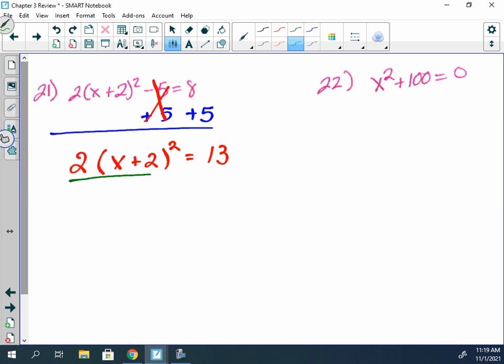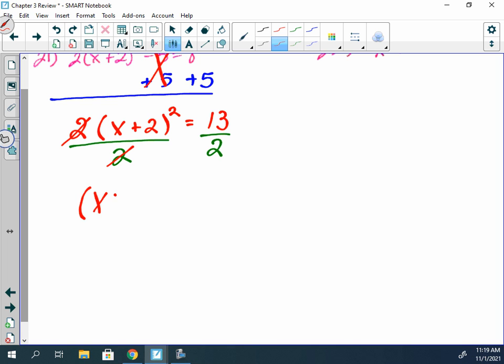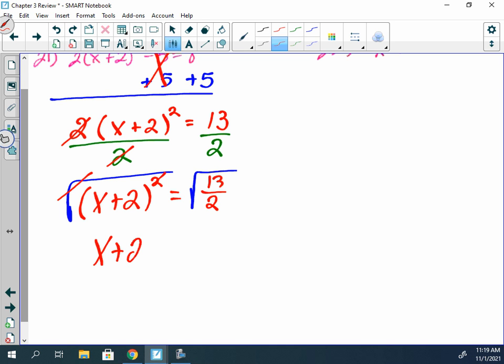Now the next step would be to divide both sides by 2. Negative 2 divided by 2 is 1, leaving us with x plus 2 squared is equal to 13 halves. Now the next step would be to square root both sides. Over here, the square root and square would cancel, leaving us with x plus 2 is equal to plus or minus the square root of 26 over 2.